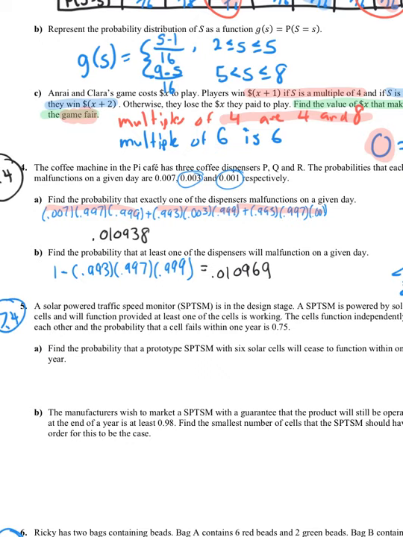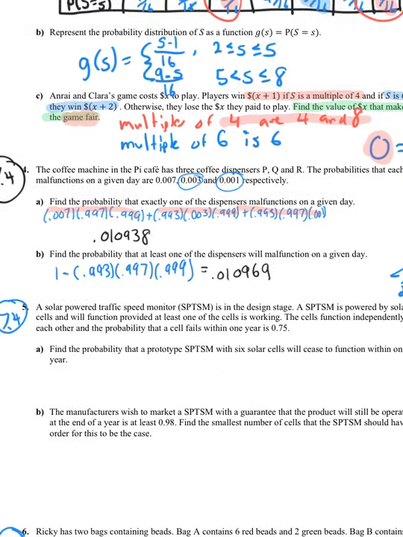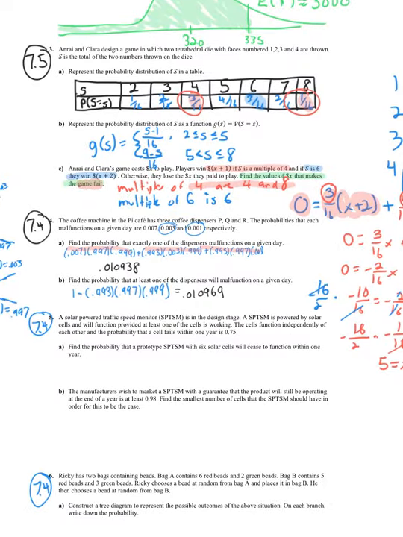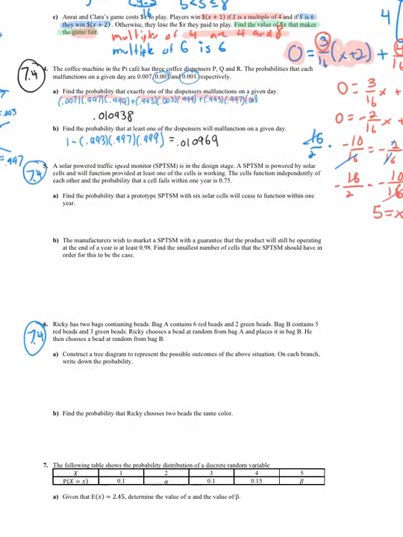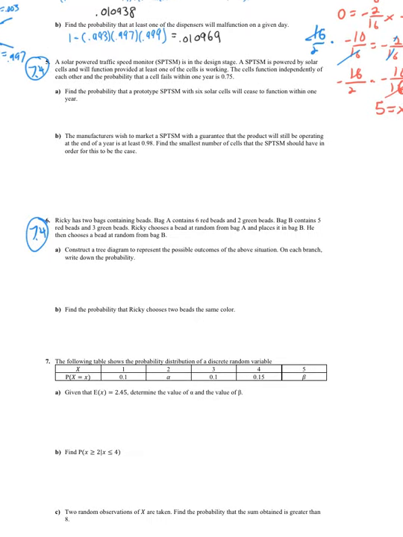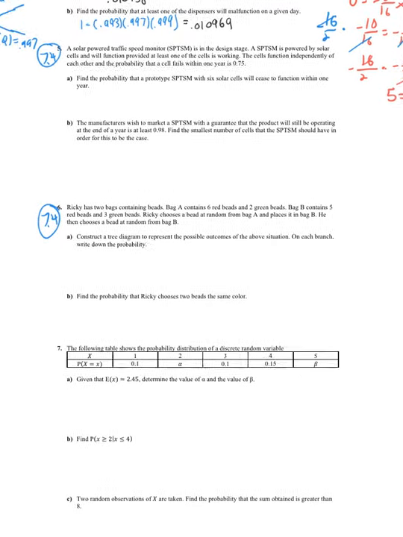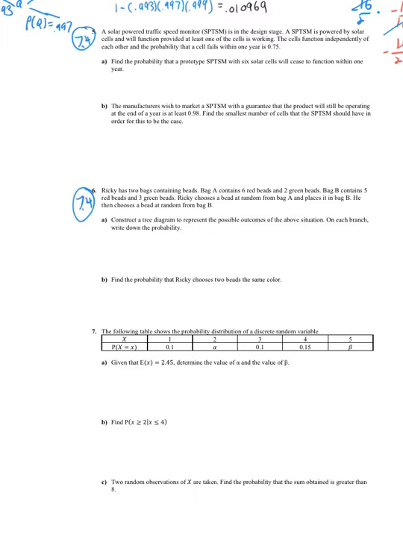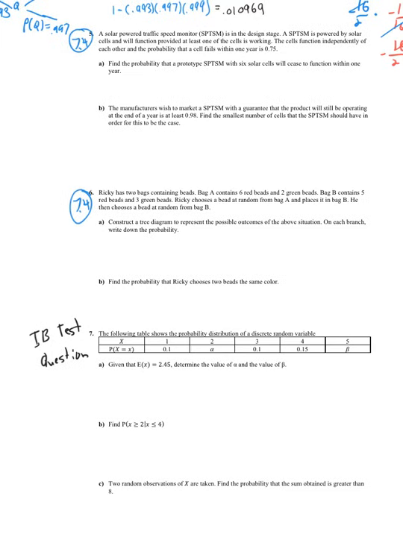All right. That's problem 4. Shoot, we only have 10 minutes left, so problem 7 is an IB question. This is like an IB test question, from an actual IB exam, just like what we did last time. It covers a little bit of everything from this section.